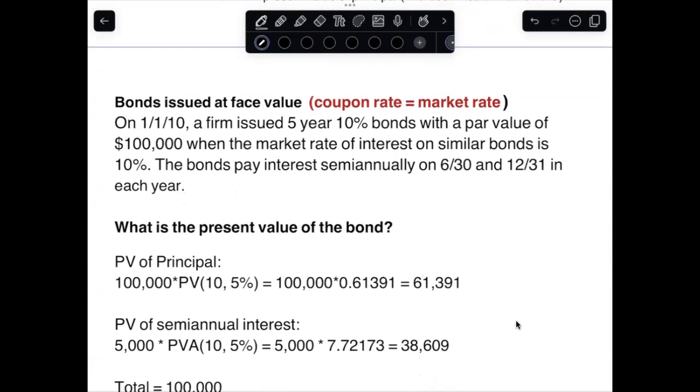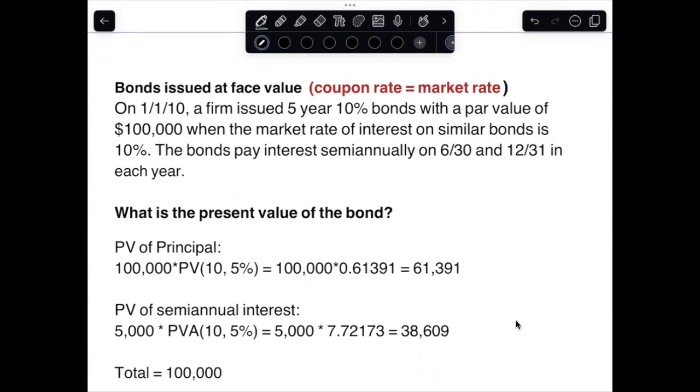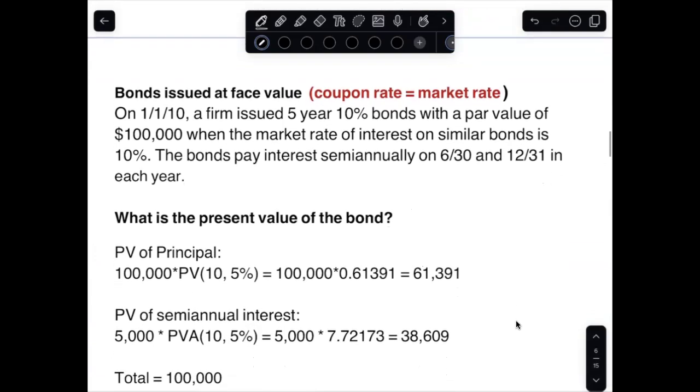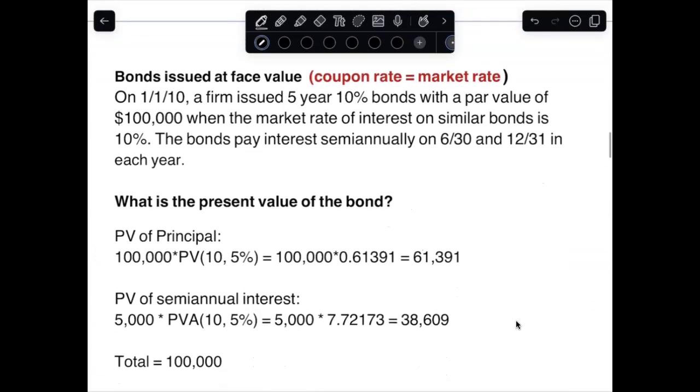You may be a little bit confused now, but we will make an example to make it clearer to you. So there are different scenarios. First is the bond issued at face value. In this case, the face value is $1,000. When that happens, the coupon rate is equal to the market rate. Let's calculate to see why, when the coupon rate equals the market rate, the bond will issue at face value.